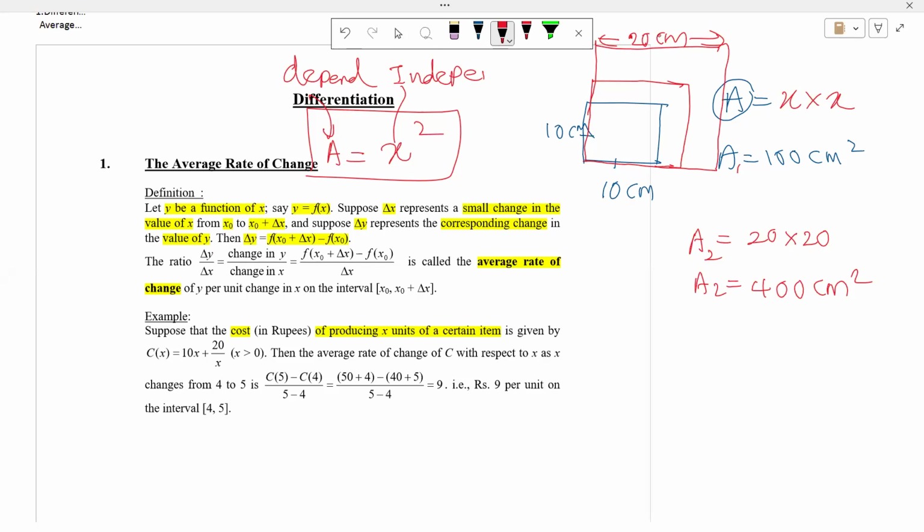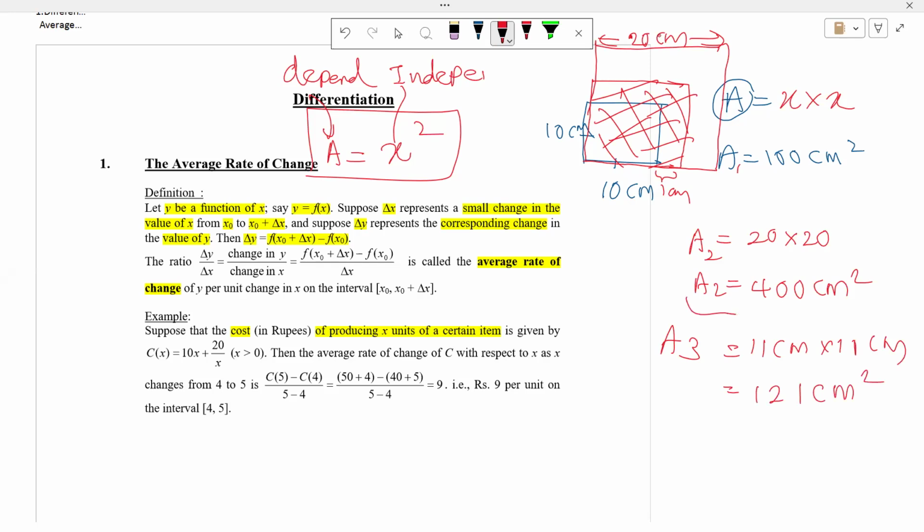So now just think about it, okay, now I am moving by 1 centimeter, right? Now what will happen? Area A3 is equal to, now this area is equal to what? 11 centimeter into 11 centimeter, then 121 centimeter square, right? Depending on the change of my independent variable x, the length of one side, my dependent variable, the area, also will be changed, right?